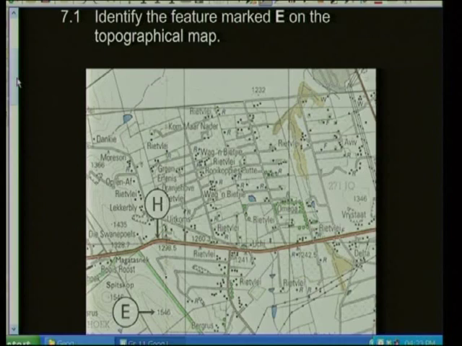All right? So it's steep down there, and that's where you pick up on those features. All right. A few questions here, guys. Before, I know we're running short of time, but I want to do these few questions before I say my bye. Identify the feature marked E on the topographic map.